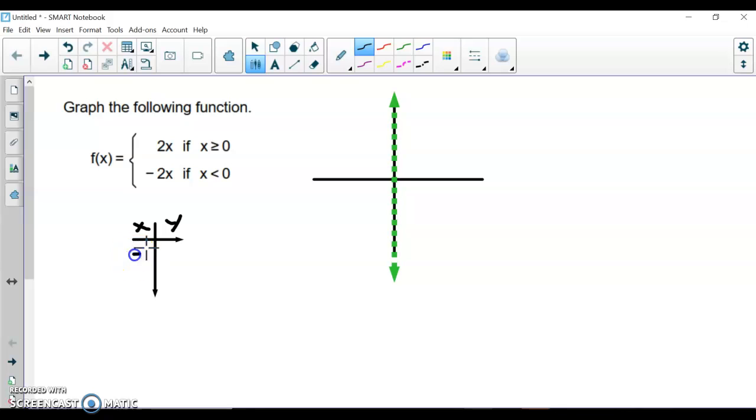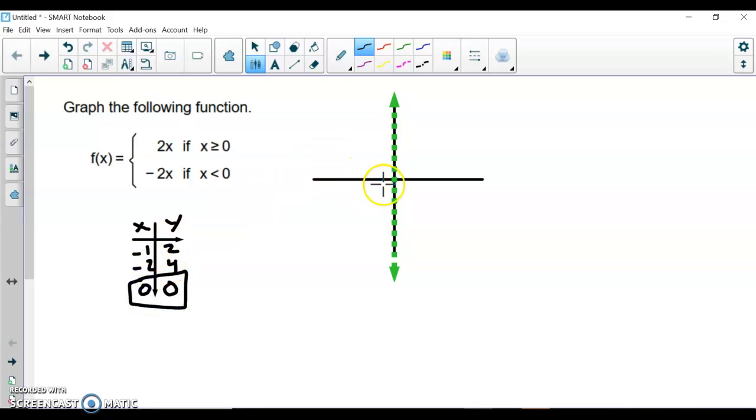So let's say we'll do negative 1 and negative 2. If x is negative 1, it's the bottom rule we need. So we'll plug in negative 1, negative 2 times negative 1 is positive 2. And then negative 2, being less than 0, gets plugged in here, and negative 2 times negative 2 is positive 4. Now, what I was saying about plugging 0 into the bottom rule, it can be helpful because it'll tell you where this line ends. If you plug in 0, you get a 0. Just keep in mind this would be an open circle because 0 is not actually included.